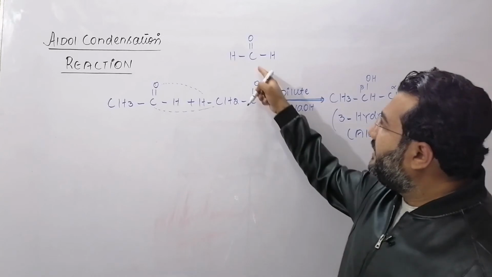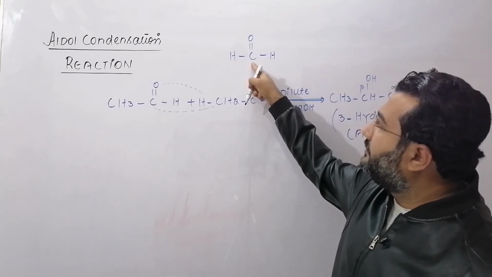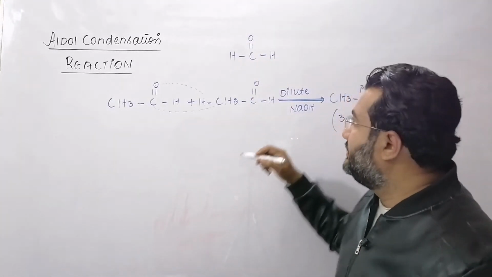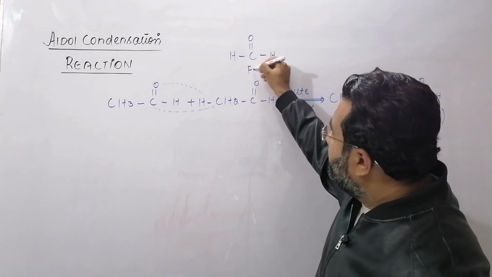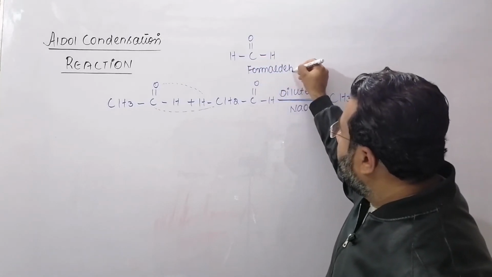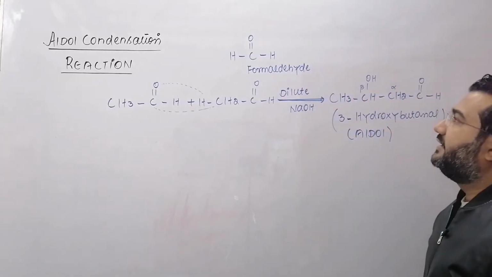Now the formaldehyde molecule has only 1 carbon, and that is the carbon of the functional group. So it does not have any alpha carbon, so there is no alpha hydrogen present in it. So this formaldehyde molecule has no alpha hydrogen, that's why it is a non-enolizable aldehyde.